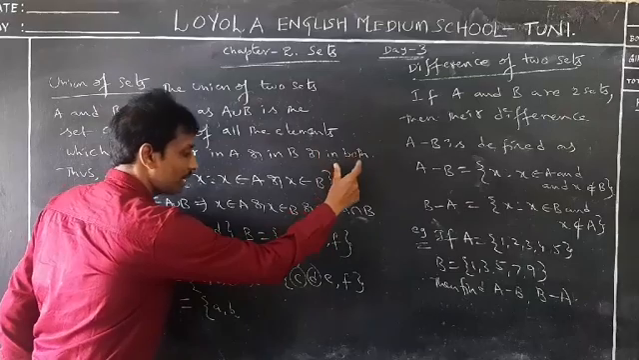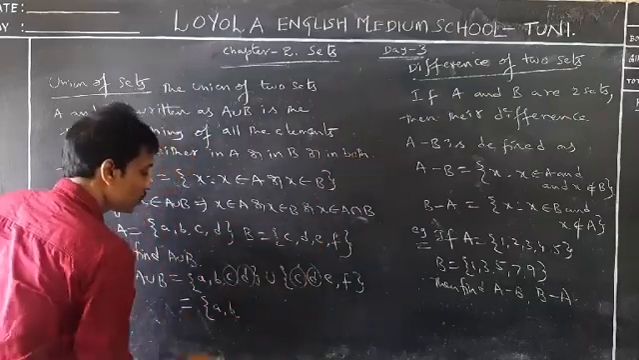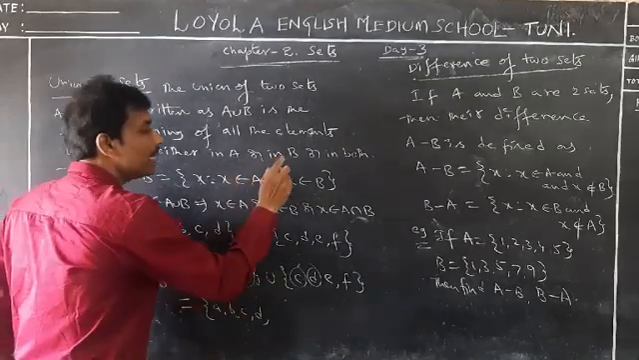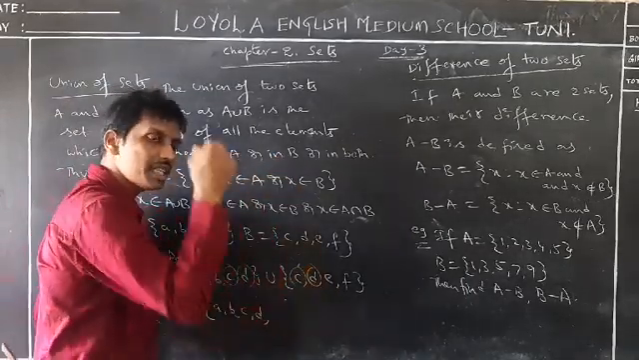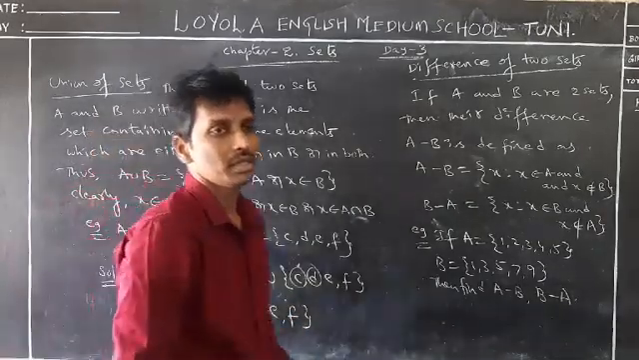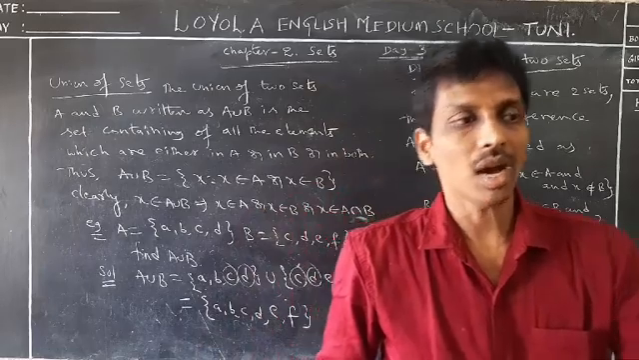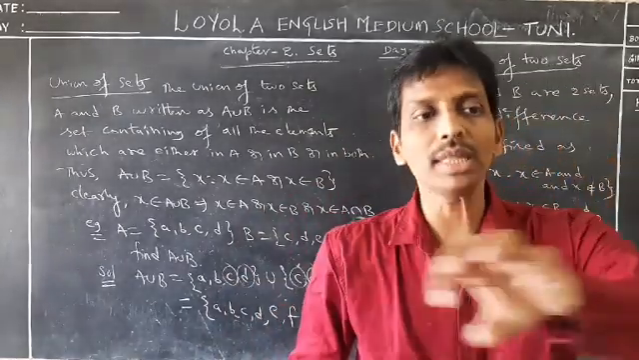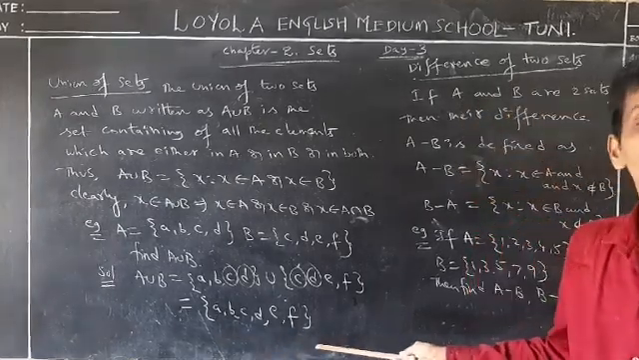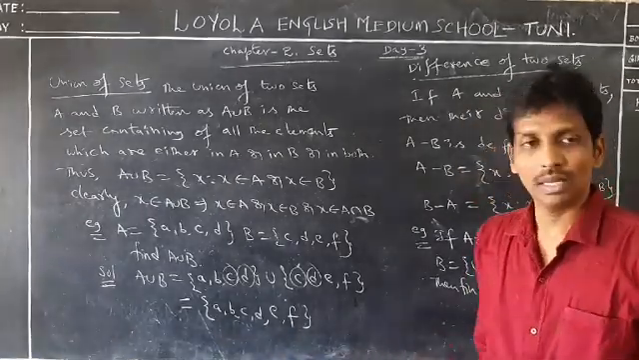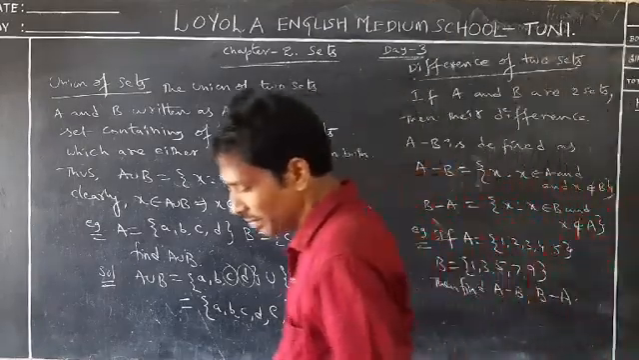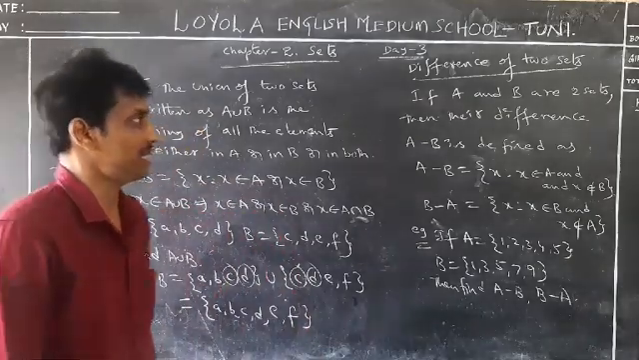What are the elements in both? c, d. So c and d are written one time. Next, in B, what are the elements which are only in B? e and f. Did you understand? The elements which are present in A or in B or in both, all the elements we consider one time, and we write all the elements as A union B. Is it clear to all? Right.